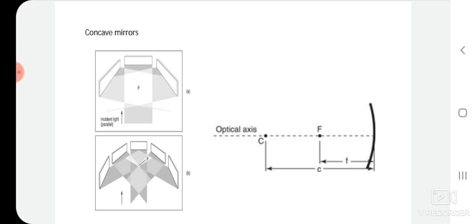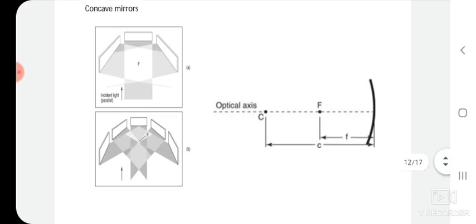From that, the first one is concave mirrors. Actually, a regular reflection occurs not only for the flat mirror or a plane mirror, but also for a curved mirror.